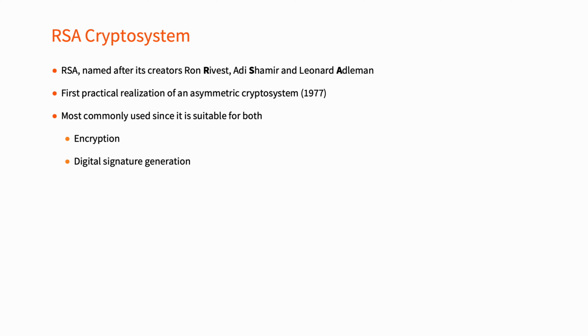RSA, named after its creators Ron Rivest, Adi Shamir, and Leonard Adleman, was the first practical realization of an asymmetric cryptosystem, published in 1977. It has since remained the most commonly used, in part because of its suitability for both encryption and digital signature generation.